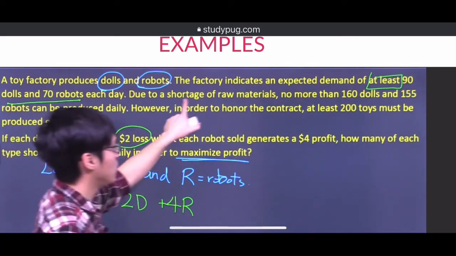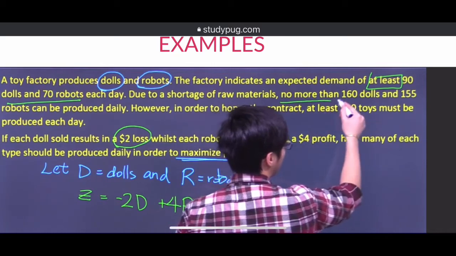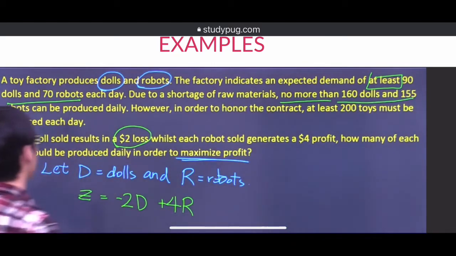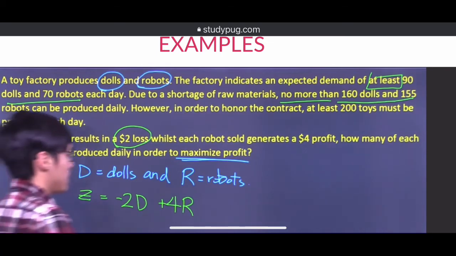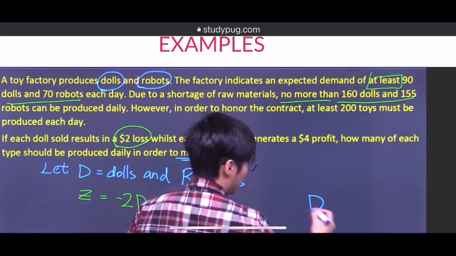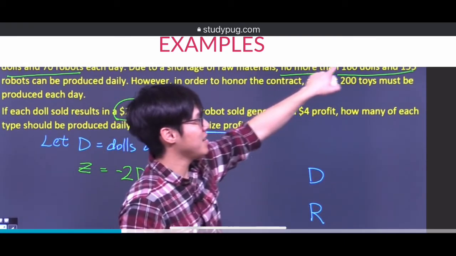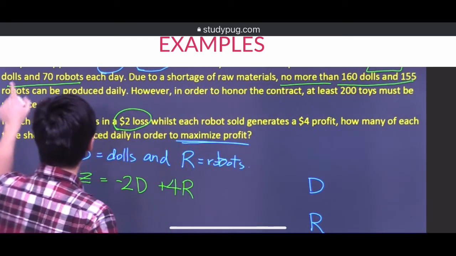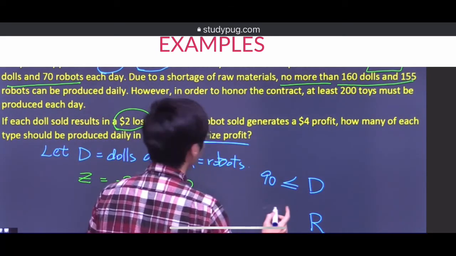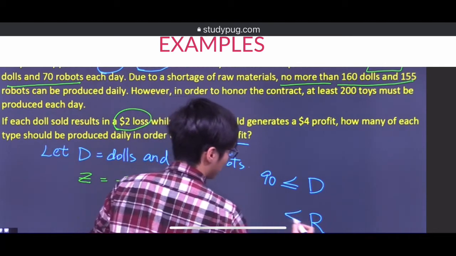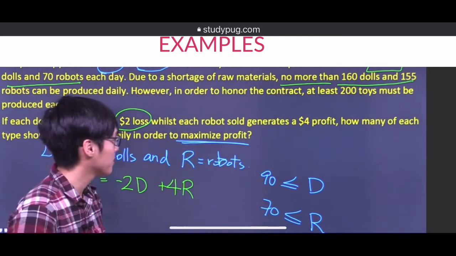Next, due to the shortage of materials, no more than 100 dolls and 155 robots are to be produced. So what does it mean? Let's say we have dolls, we have robots. First off, demand is at least 90 dolls. So dolls must be at least 90, right? Robots, at least 70. These are the minimums they need to produce.